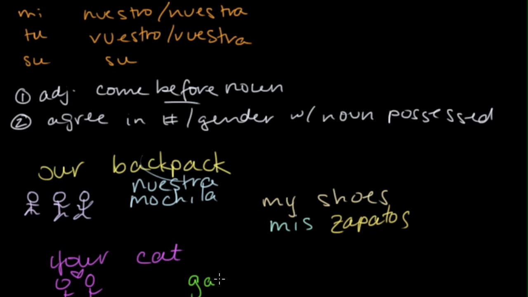And finally, down here we have your cat. So, cat is gato, and this is masculine and singular. So our married couple here, their possessive adjective would be su. Even though there's two of them, there's only one cat, and the adjective agrees with the thing being possessed. Su gato, their cat. Alright, you should be good to go. The most important thing, and I'm just going to say it again, is that the adjective agrees in number and gender with the noun being possessed, not the people who possess it.